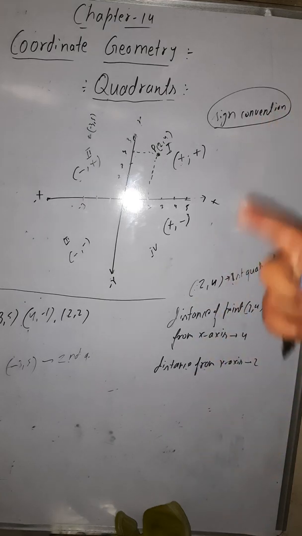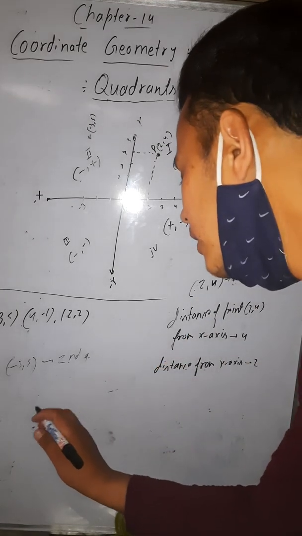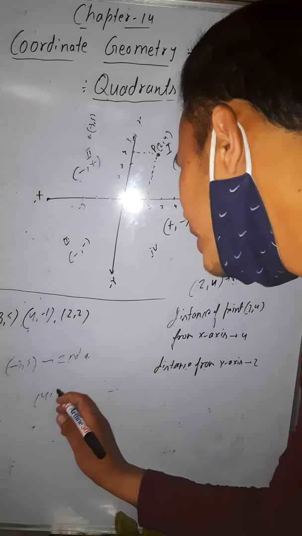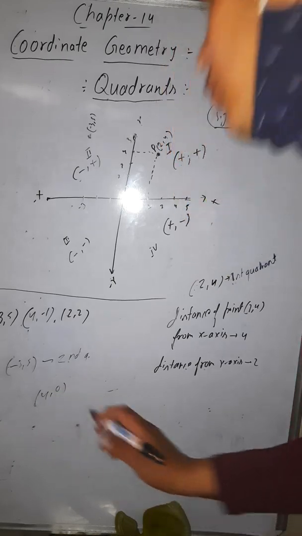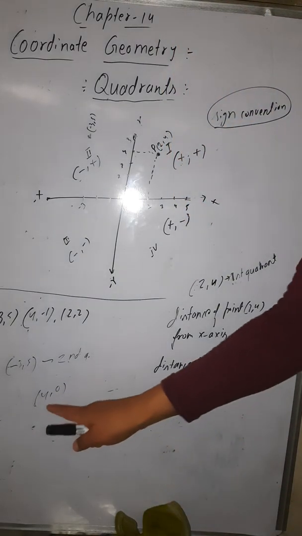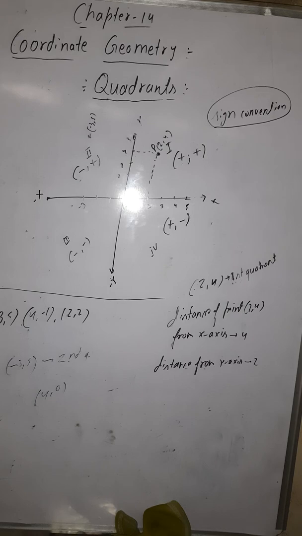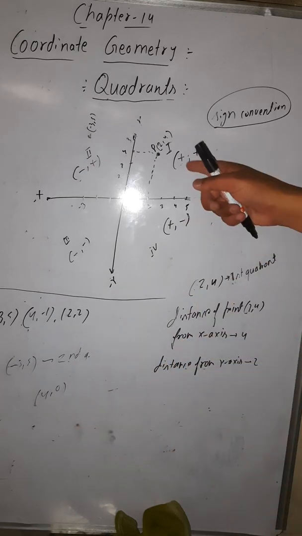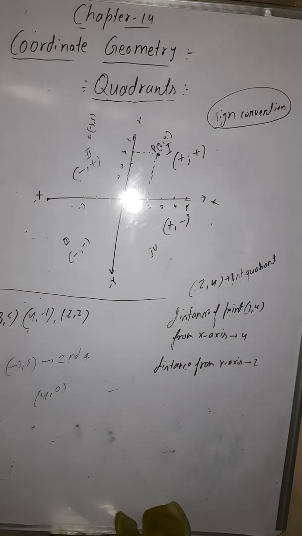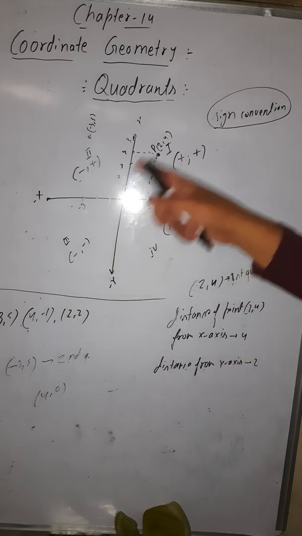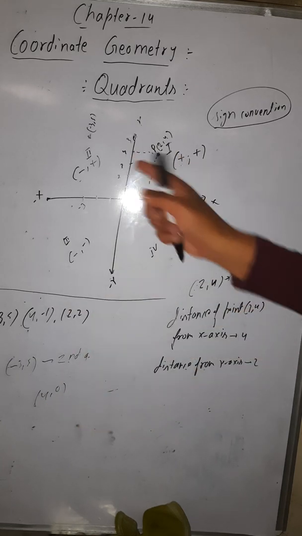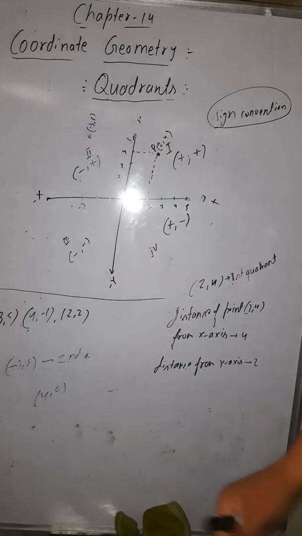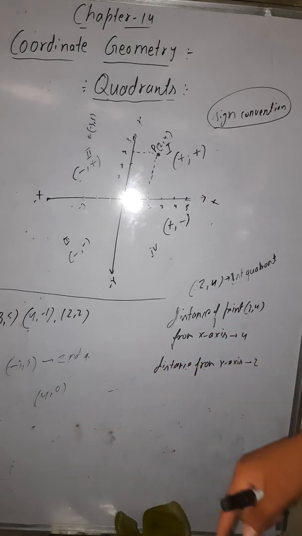Okay, now just tell me where this point will lie. (4, 0), where does this point lie? Can you tell me the location of this point? Yes, both are plus. If both are plus, you can say yes, it is in the first quadrant. But will it definitely lie in the first quadrant, or will it lie on the axis there? Let me locate this point, (4, 0).